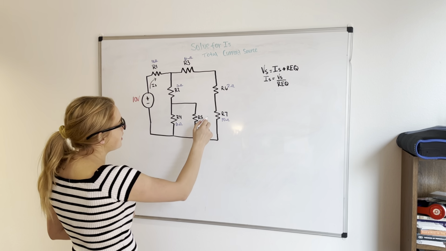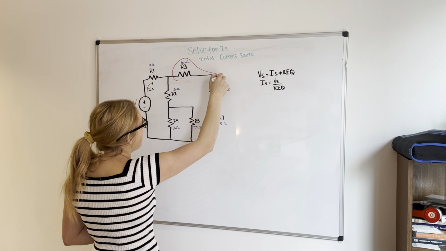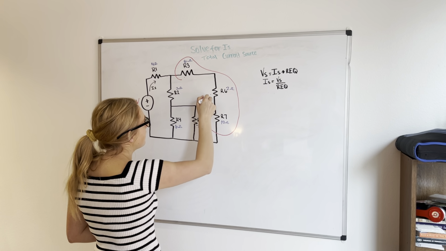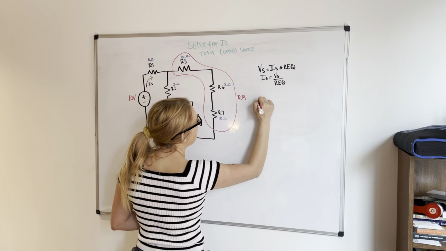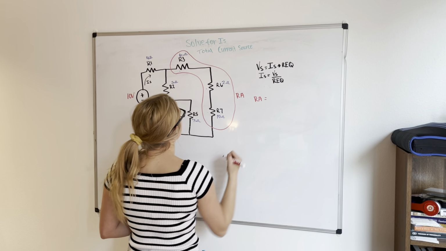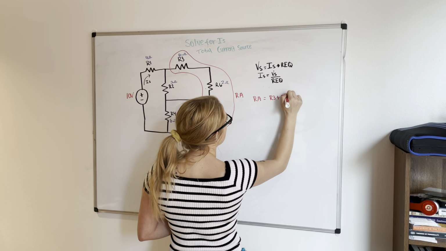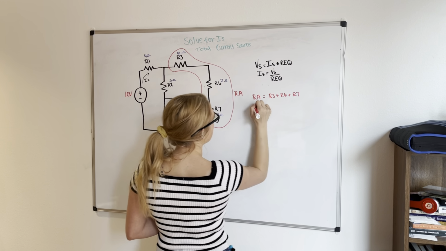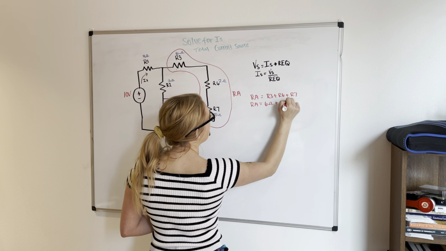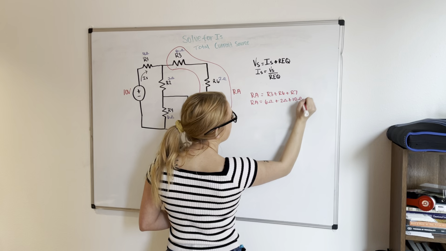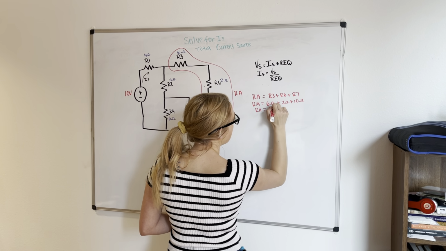So let's start. You can see these three resistors are in series, so I'm going to start by adding them up because we can add up series resistors. I'm going to label that RA. So RA is going to be equal to R3 plus R6 plus R7. RA equals 6 ohms plus 2 ohms plus 10 ohms, which is going to be 18 ohms.